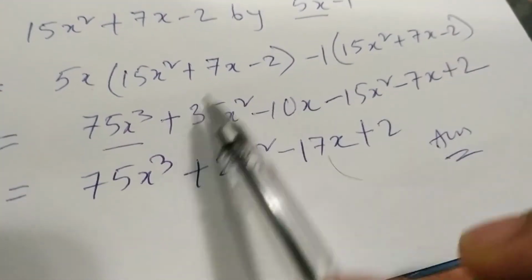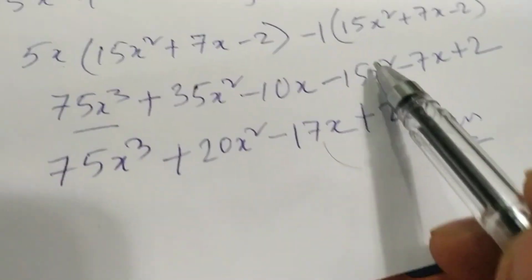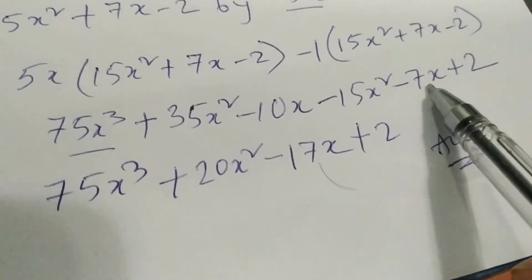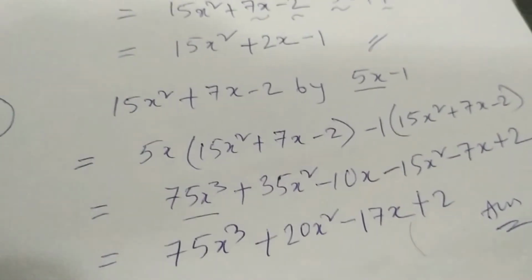Okay, just add them up. 75x cube stays as it is. 35 minus 15 is 20. Minus 10x minus 7x is minus 17x, and plus 2 remains as it is. That's it. So the final problem, that is part C.